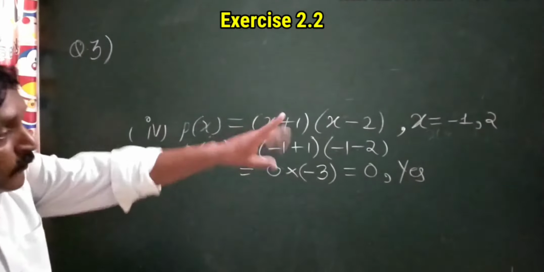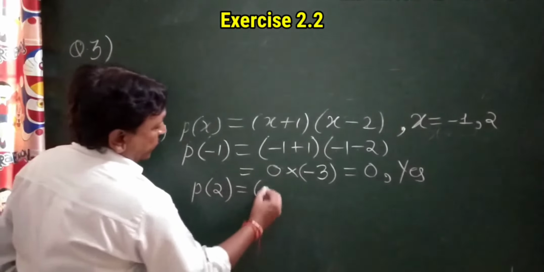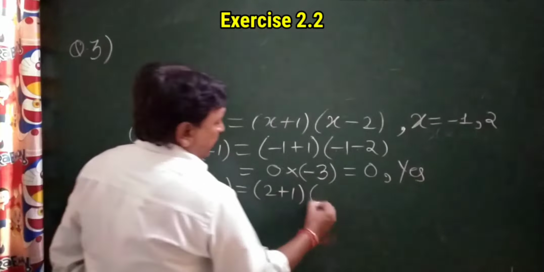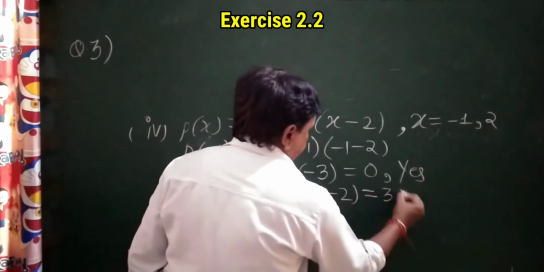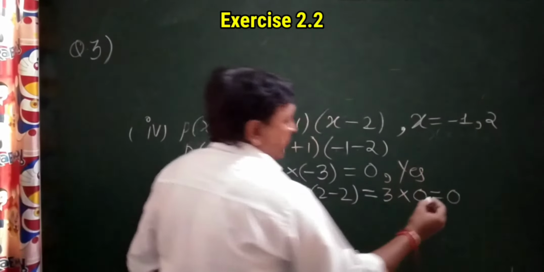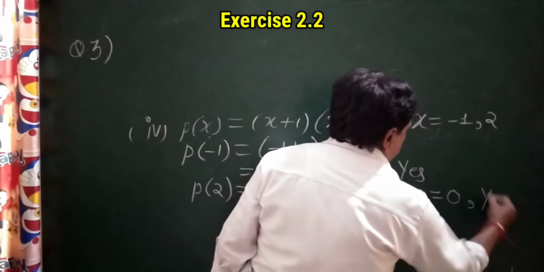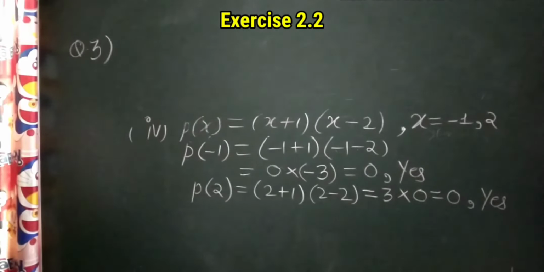In the same way we have to substitute 2 in place of x. P2, 2 plus 1 and 2 minus 2. 2 plus 1 is 3, into 2 minus 2, which is 0. Its answer came 0. It means that 2 is also the 0 of this given polynomial. Okay, just see it.